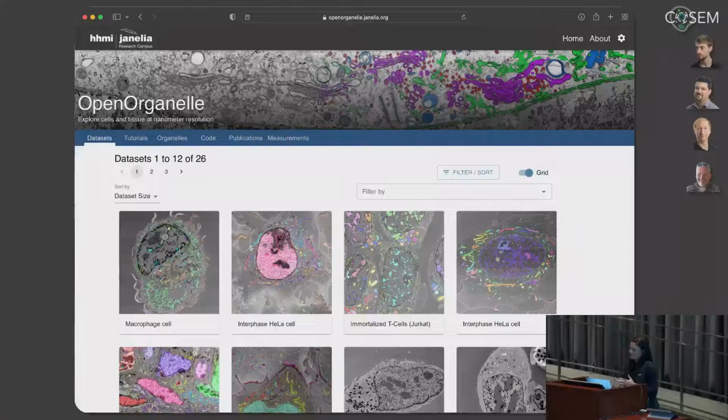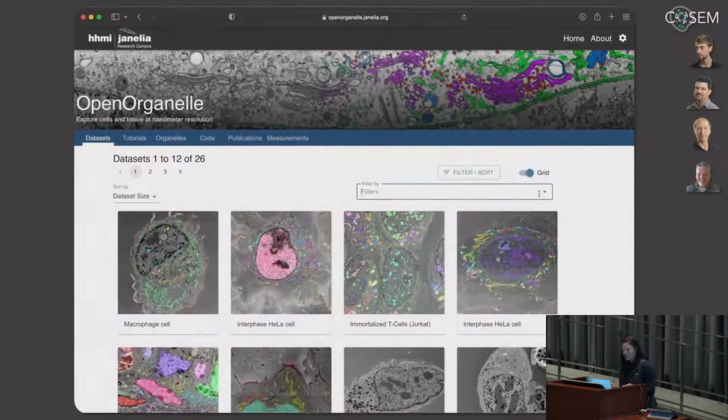So with an ambition to democratize volume EM as broadly as we can to the community, we importantly make all this work publicly available through our open access portal, OpenOrganelle. So here, together with the Hess Lab and the FIB-SEM Technology Group and Scientific Computing here at Janelia, we provide a browsable, queryable interface for folks to explore all these data sets and the accompanying segmentations and find out more about the tools and such that we used.